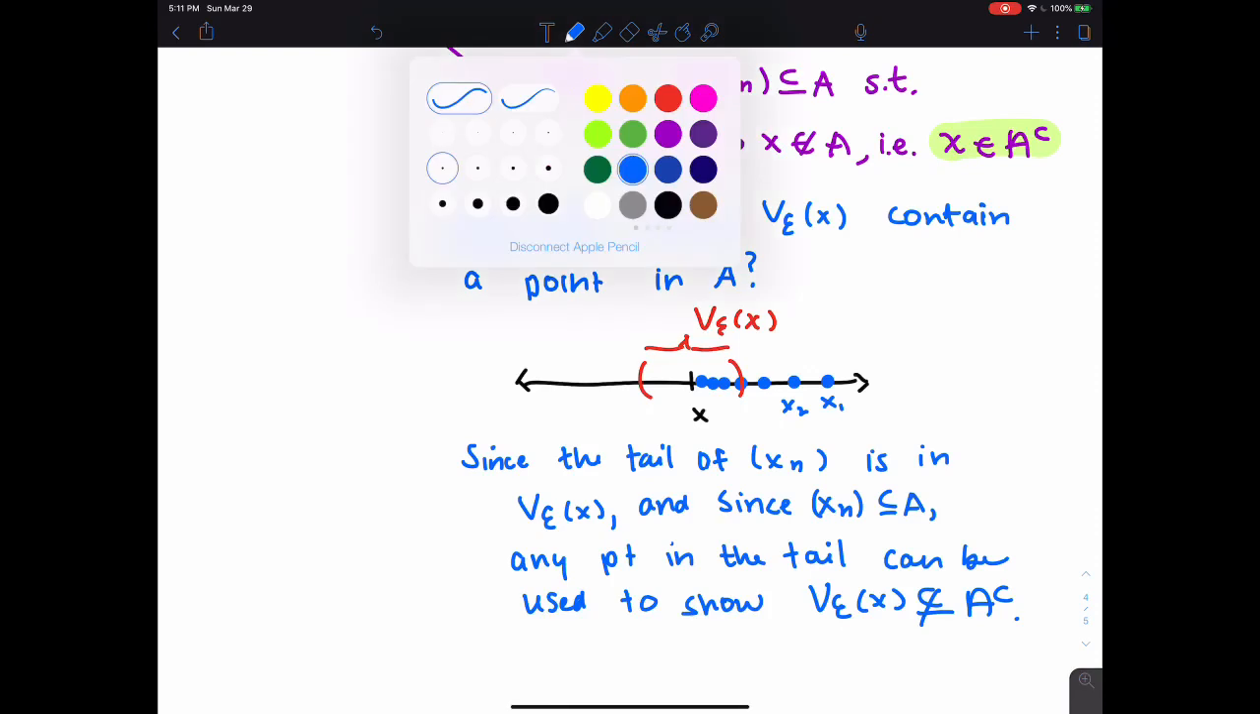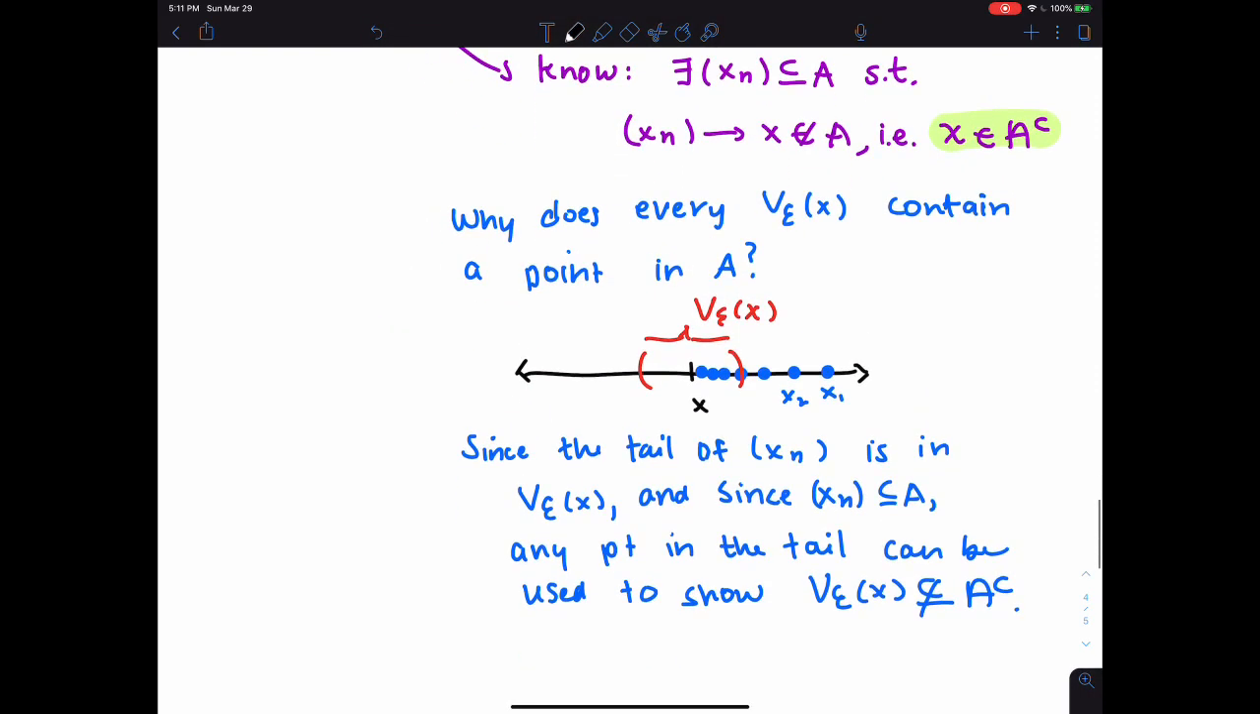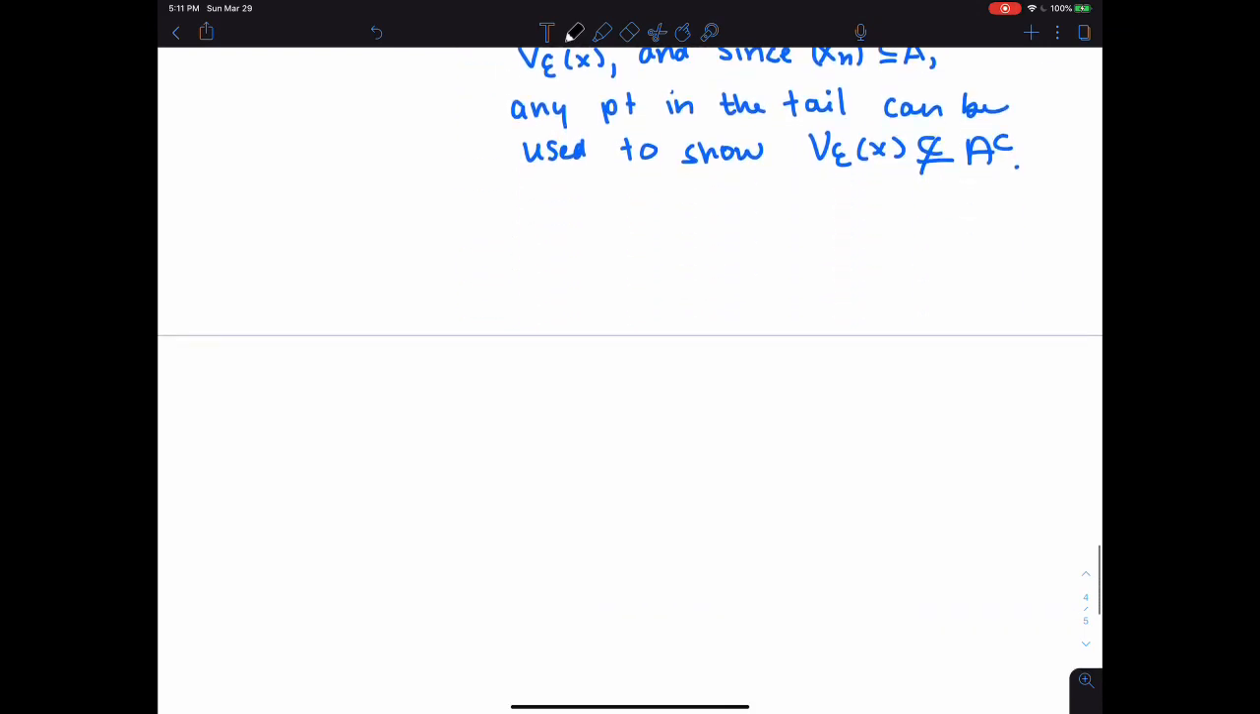So let's write the proof, because we now have the construction here. Remember, our goal was to be able to find what our x is. The x had to be in the complement, and then we wanted to demonstrate that every epsilon neighborhood of that x was not a subset of A complement. That's the way that we prove that A complement is not open. So this is a proof of the backwards direction. And again, this is by contrapositive.